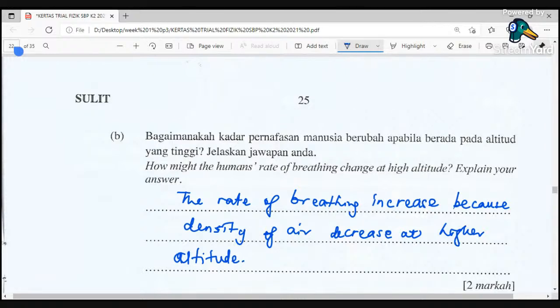Okay, so rate of breathing increases because the density of air decreases at higher altitude. Okay, dia macam tercungap-cungap sebab tak cukup udara. Macam tu lah.